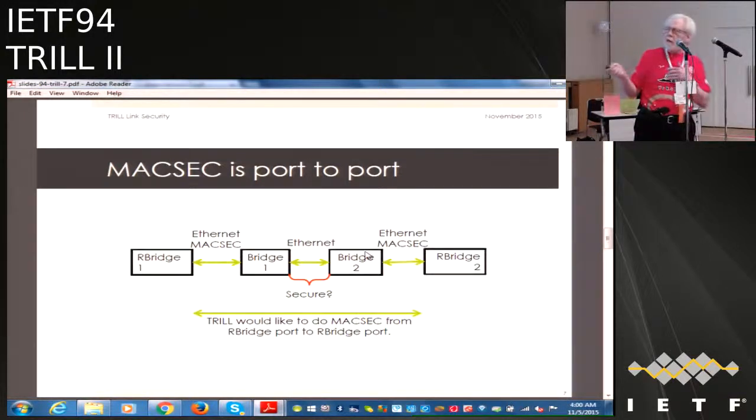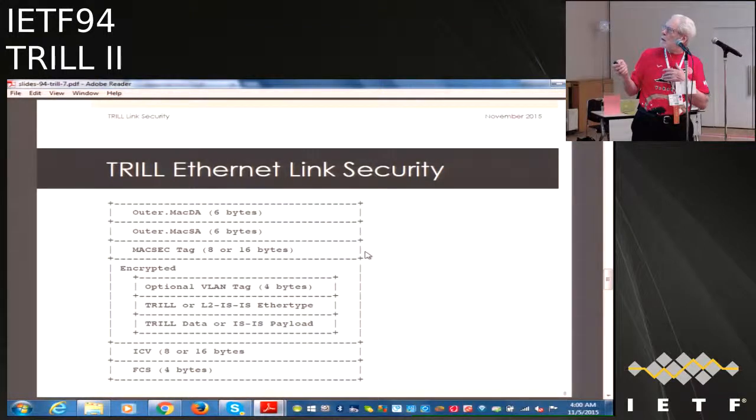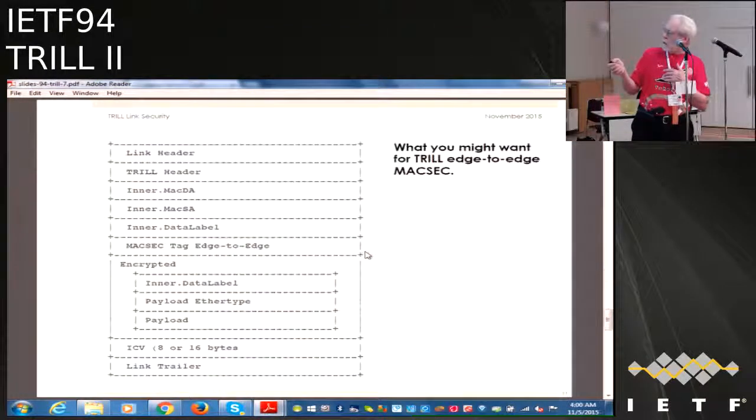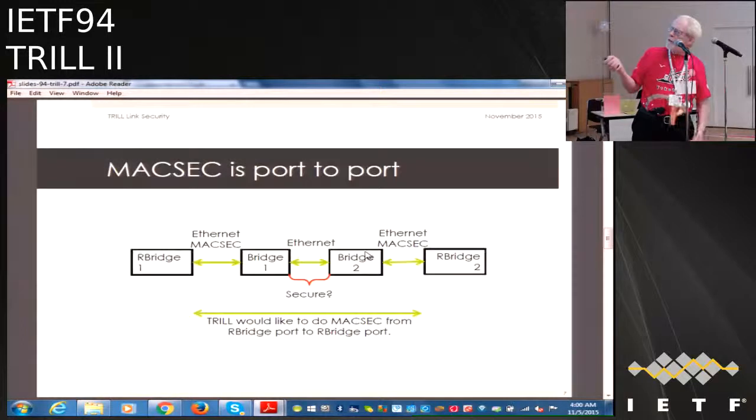So if you run 802.1X from this RBridge port, 802.1X is defined to go to a multicast address, and that multicast address will be intercepted by this bridge because it's in the block of the bridge addresses. So you'll end up negotiating a key between this RBridge port and this bridge port. So that's why it's sort of a single hop.